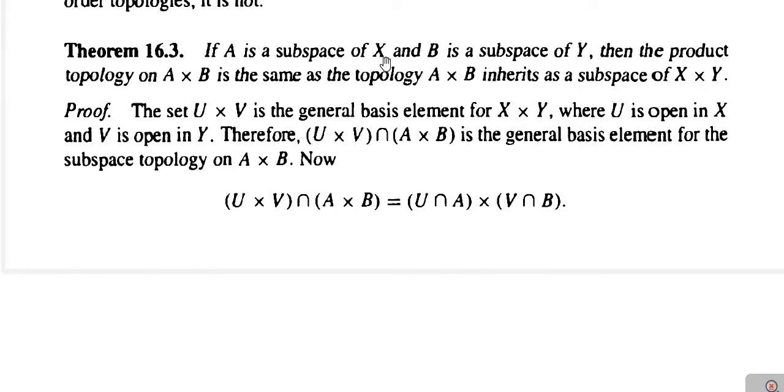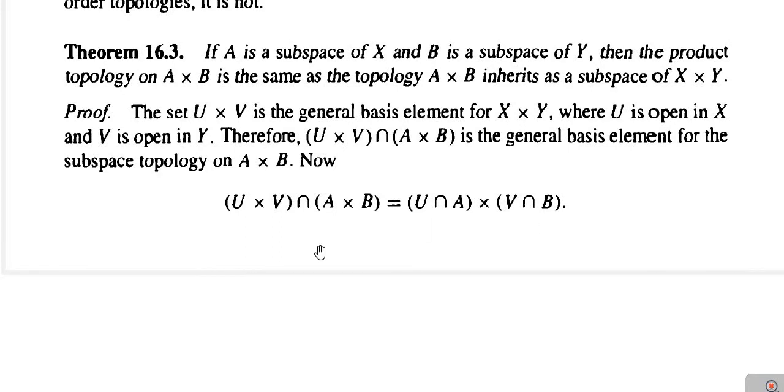Let A be a subspace of X and B be a subspace of Y. Then if U is an open set in X and V is an open set in Y, then U cross V will be the general basis element of the product topology on X cross Y. And therefore, by the definition of subspace topology on A cross B, we have U cross V intersection with A cross B will be a general basis element for the subspace topology on A cross B. Now by set theory, we have U cross V intersection with A cross B is equal to U intersection A, cross V intersection B.